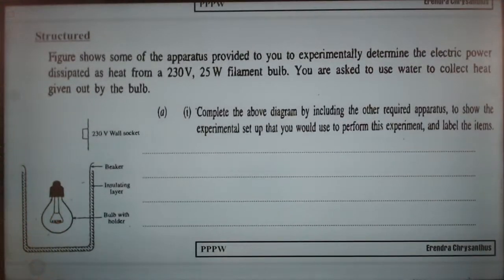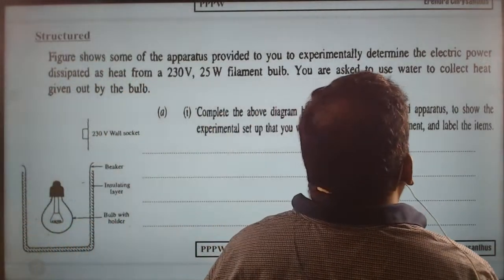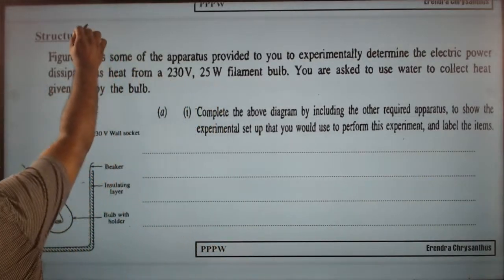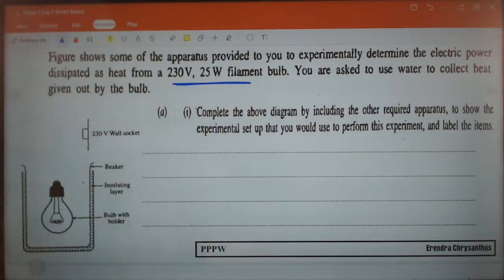Okay. Structured essay question. Figure shows some of the apparatus provided to you to experimentally determine the electric power dissipated as heat from a 230 volt 25 watt bulb. You are asked to use water to collect the heat given out.